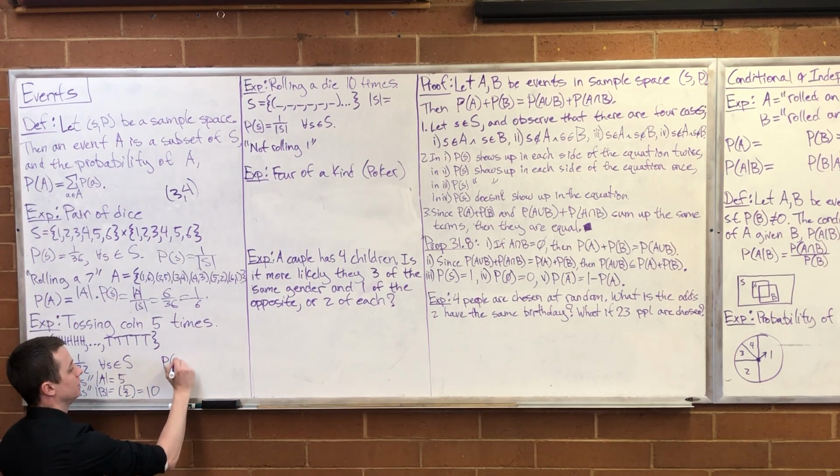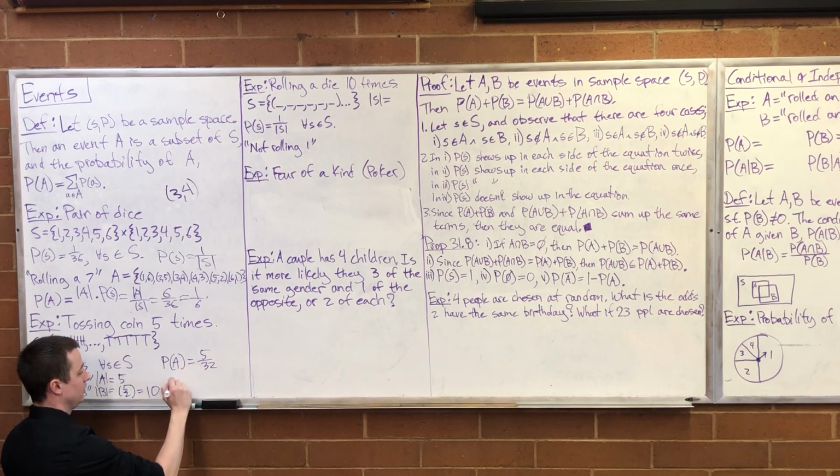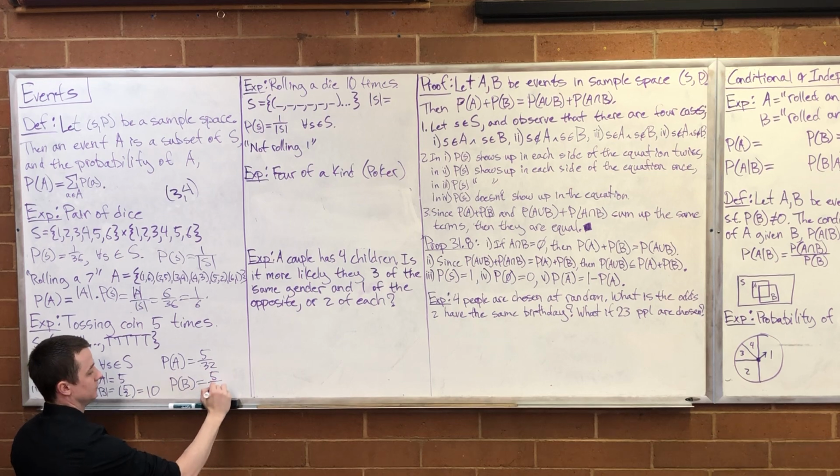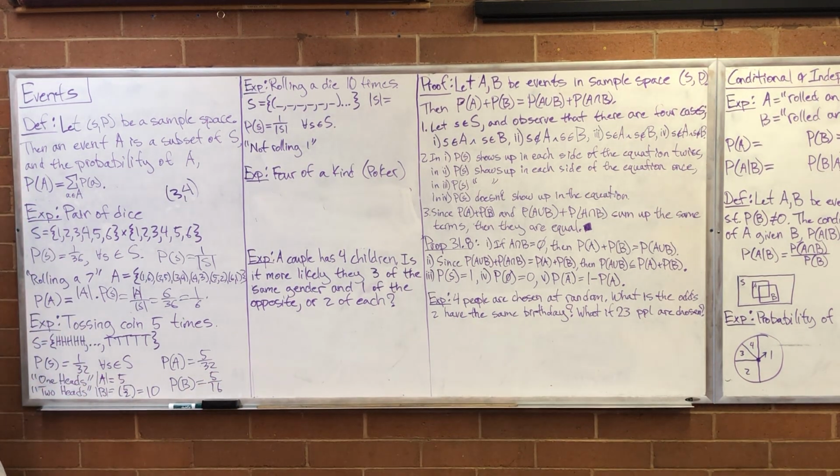5 over 32. And what's the probability of B? 10 over 32, for 5 choose 2. That's 5 sixteenths. You were just plugging in. Okay, any questions on that example? Pretty straightforward?